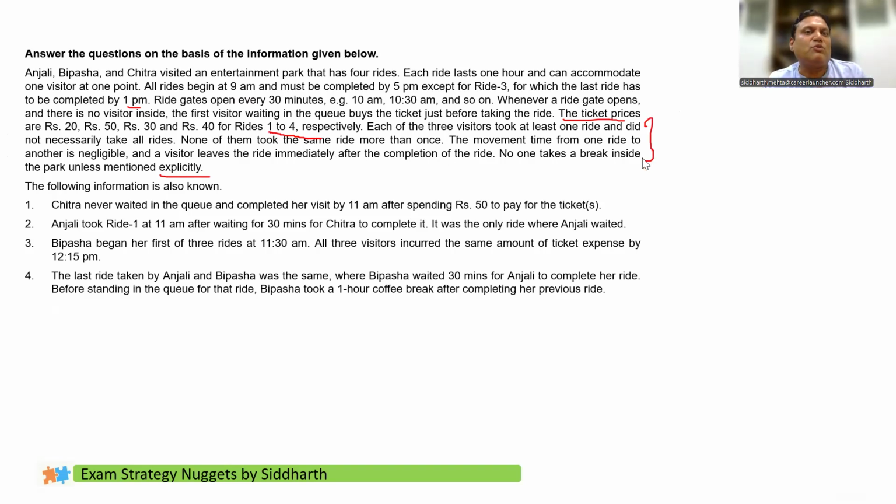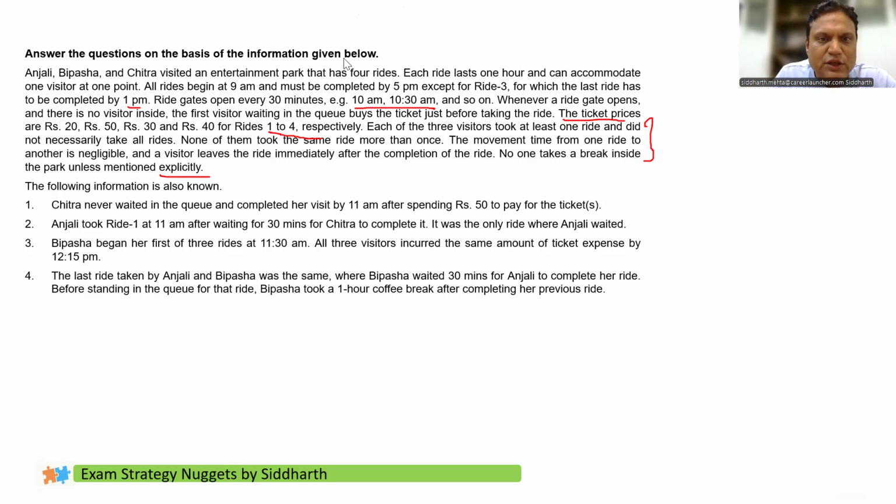Because had there been some complexity, I would have said leave it. But what it says is that every person takes rides only once. There is nothing like movement time. Once a ride finishes, the visitor reaches the next ride immediately, and no one takes a break unless explicitly mentioned. The complex part looks like this: the ride opens every 30 minutes, but we will see if that is required or not. So that's what is given.